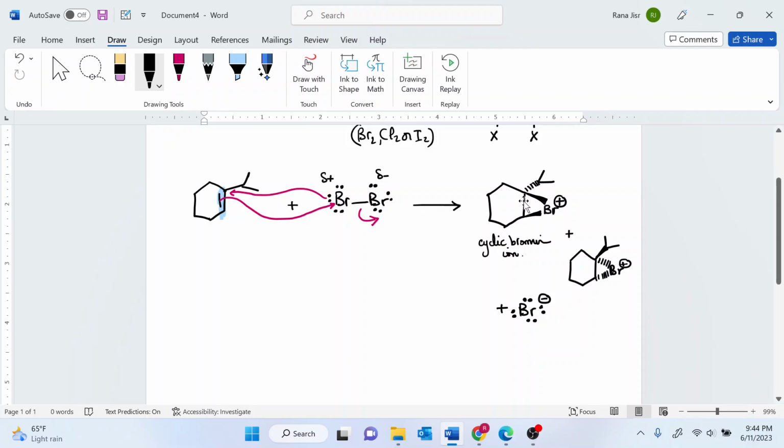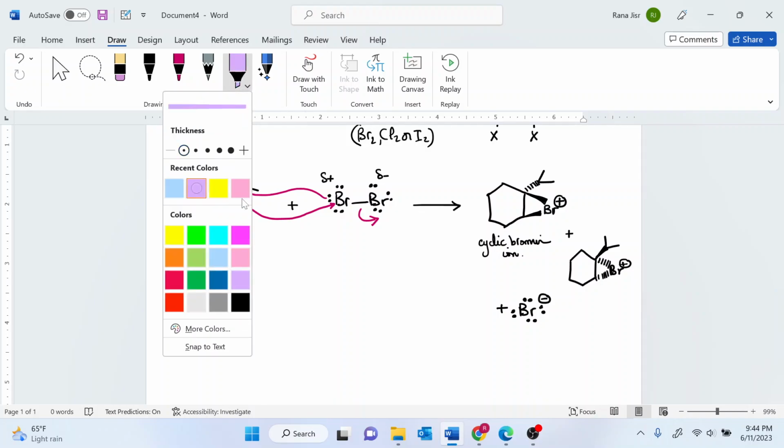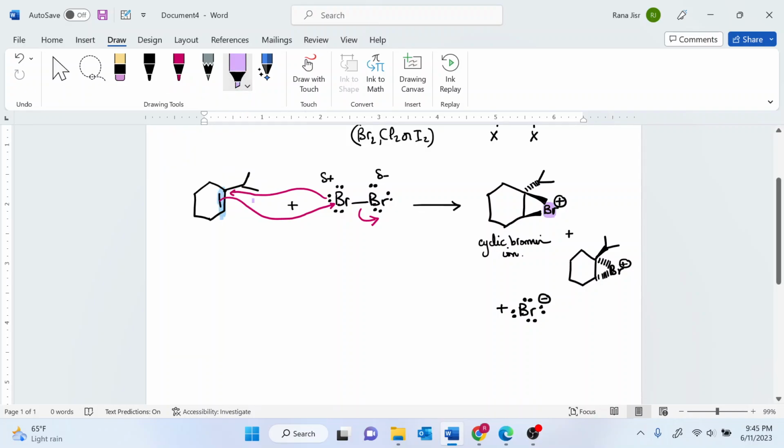Now, whenever you have a cycle and one of the elements in the cycle is a positive charge, to make the cycle stable, so this plus charge belongs to the bromine, and the cycle is made up of two carbons and the bromine. So now to make that cycle stable, the charge needs to be distributed between the carbons of the cycle and the electronegative element.